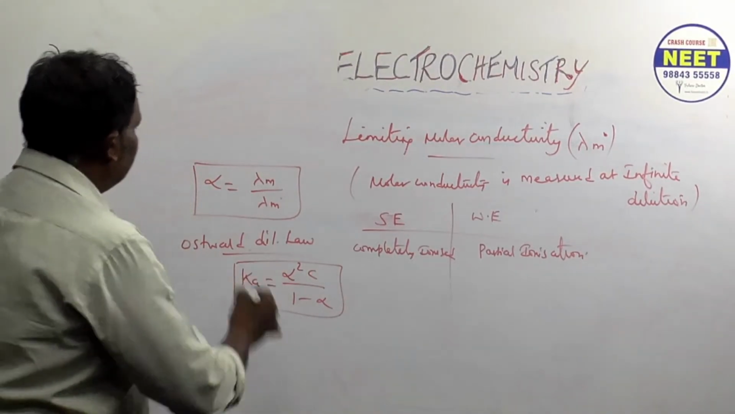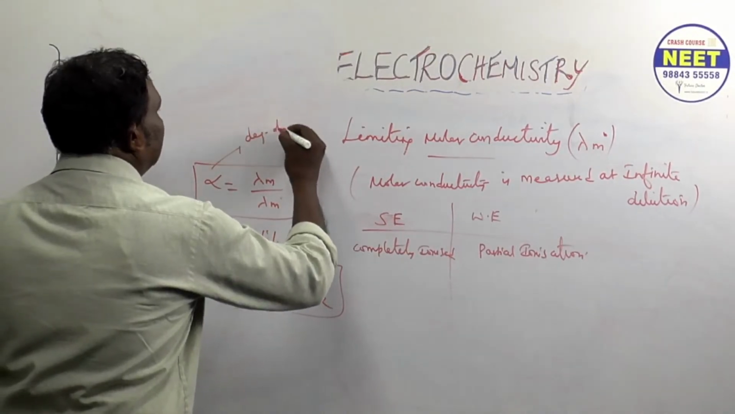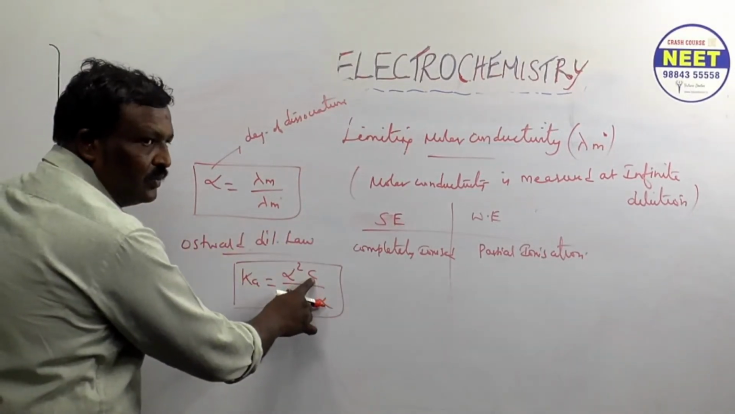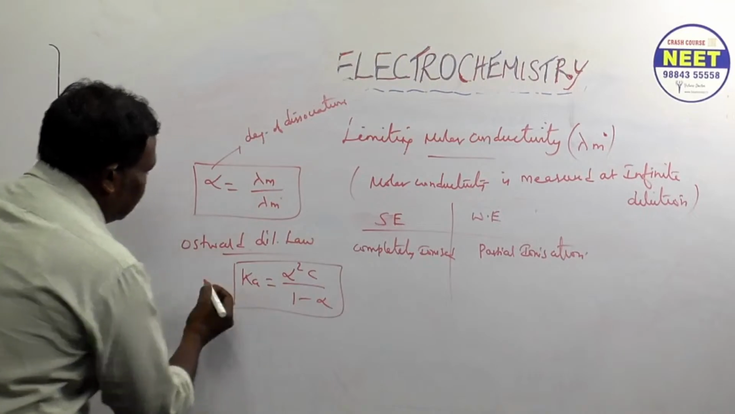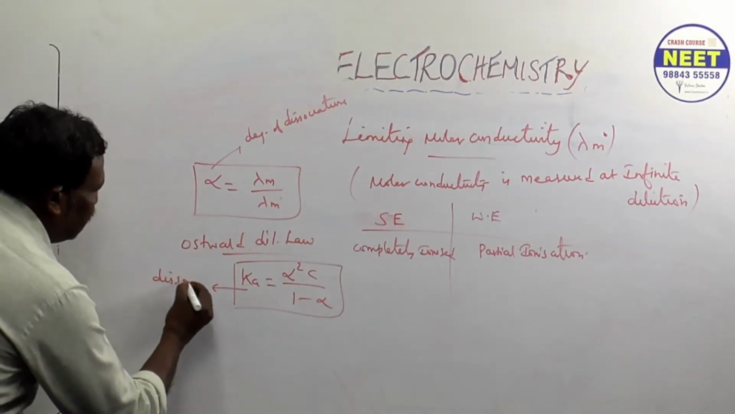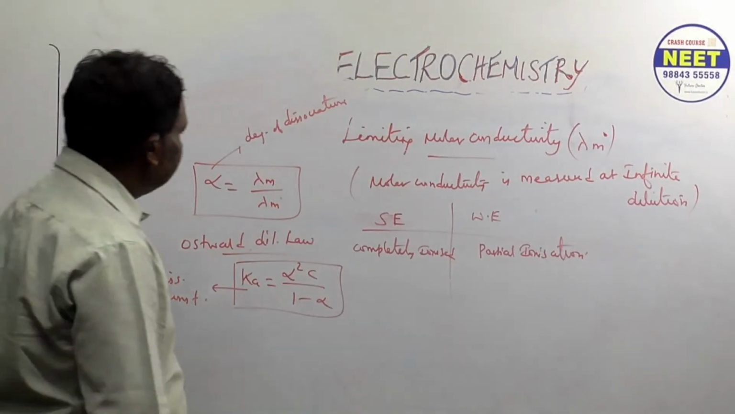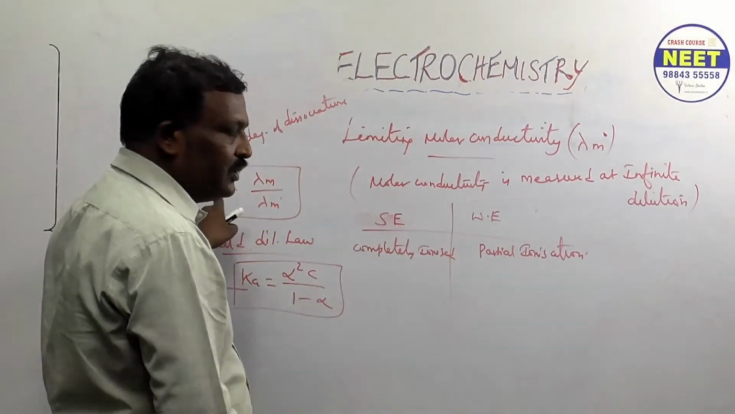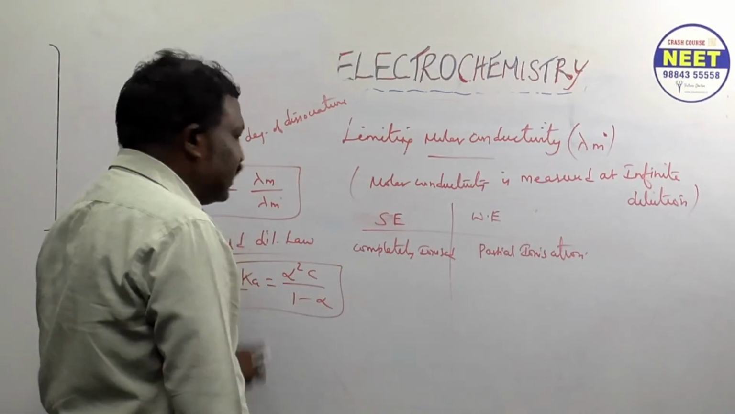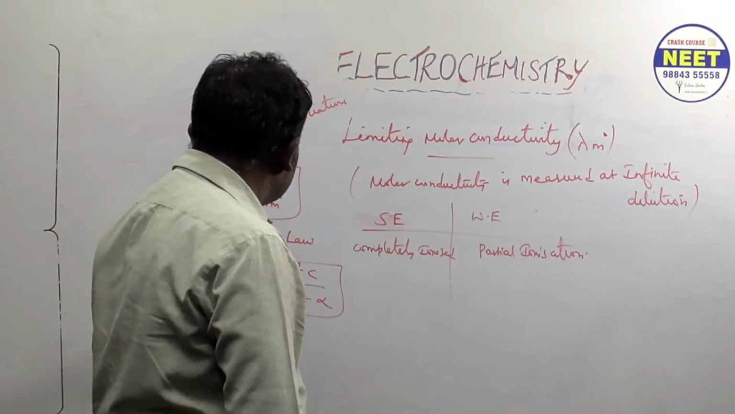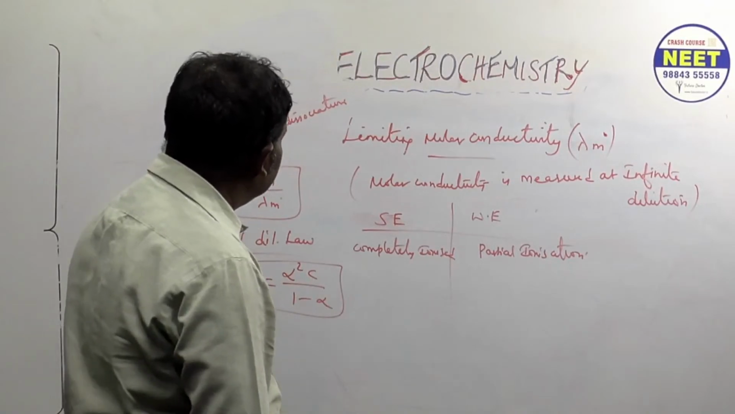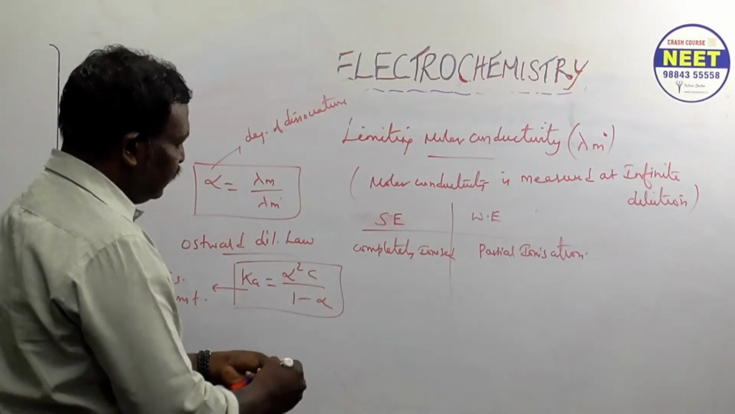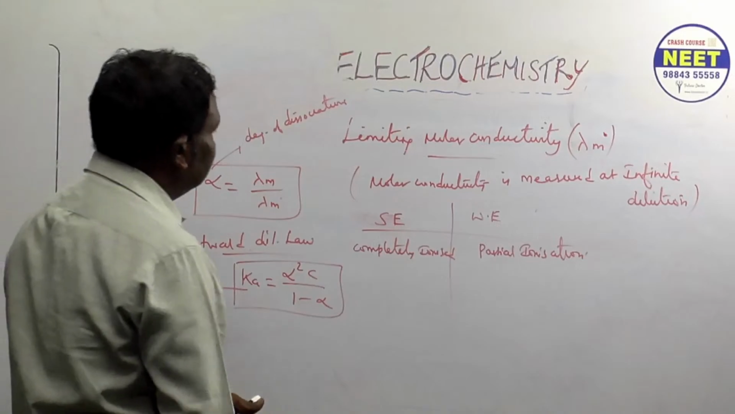What is alpha? Alpha is the degree of dissociation. Understood? C is concentration, K is dissociation constant. This is called dissociation constant. Alpha is degree of dissociation, K is dissociation constant, C is concentration, you know that. So all these formulas keep in mind.